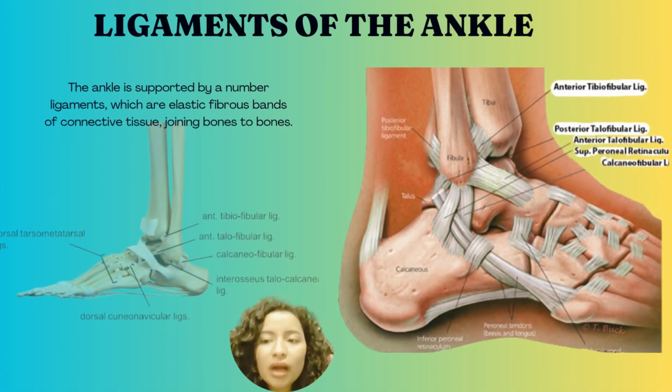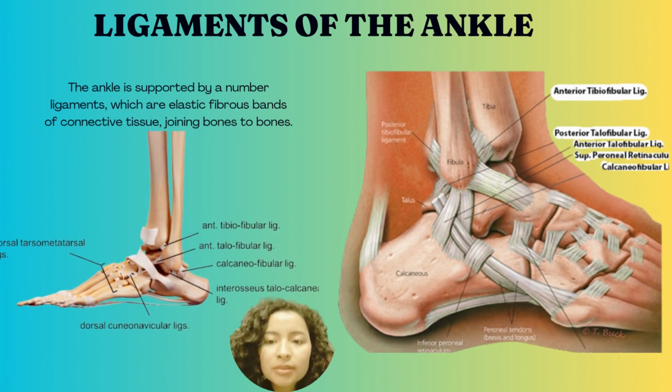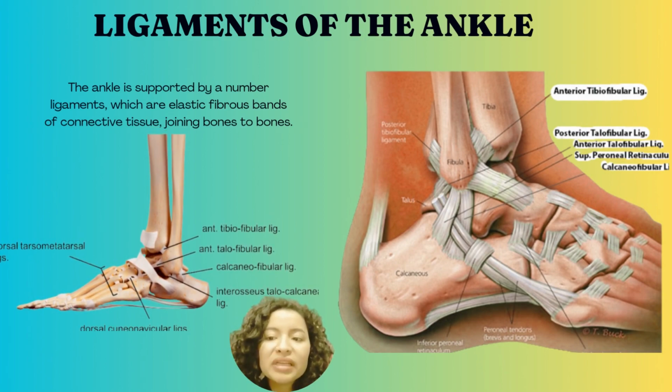Ligaments of the ankle. The ankle is supported by a number of ligaments, which are elastic fibrous bands of connective tissue that join bone to bone. The main ligaments of the ankle are named according to the bones they connect with one another. The lateral ligament complex is the key structure located on the outer side of the ankle, consisting of three ligaments.